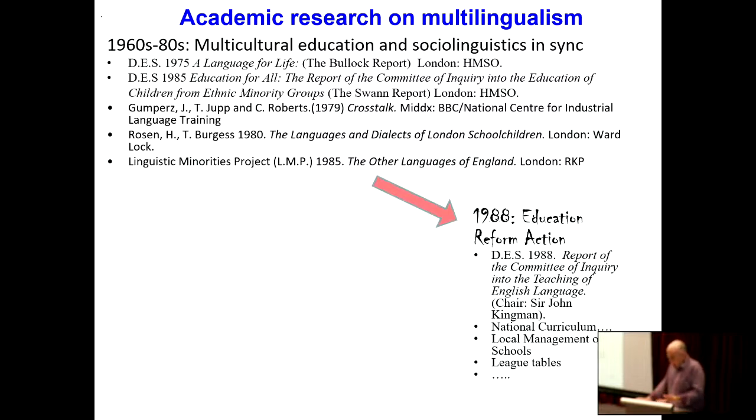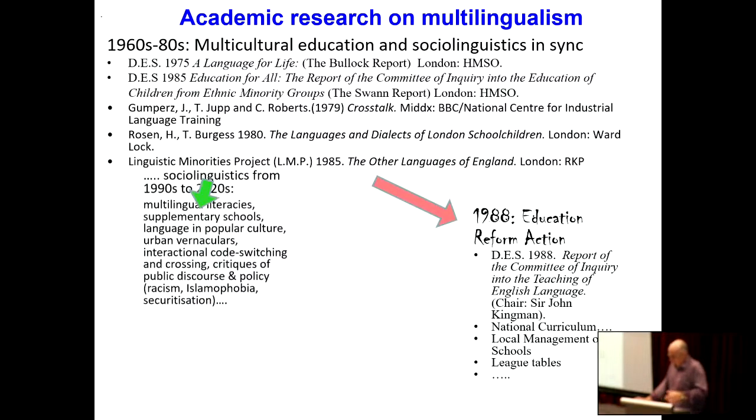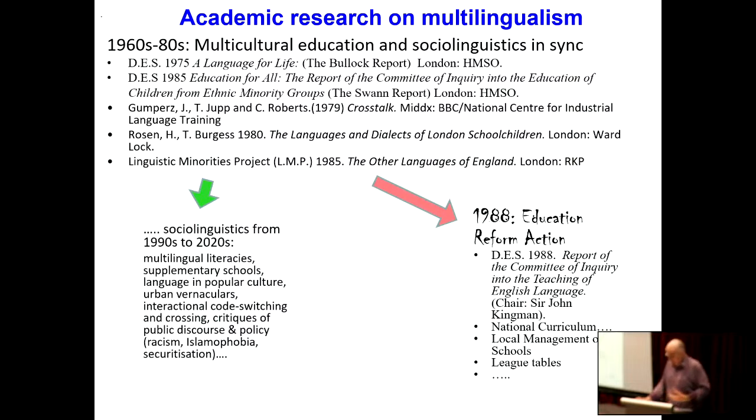But this shift in education policy didn't shut down academic interest in linguistic diversity, and there's now actually a very substantial literature on British multilingualism, covering, among other things, multilingual literacies, supplementary schools, popular culture, urban vernaculars, everyday interactions, all of it pointing to the everyday normality of mixed heteroglossic language practice. In addition, there are significant lines of critical sociolinguistic work that focus on public discourse and government policy, and document, for example, the racism and Islamophobia in the mass media and the insecuritization of British Muslims and migrants more generally.